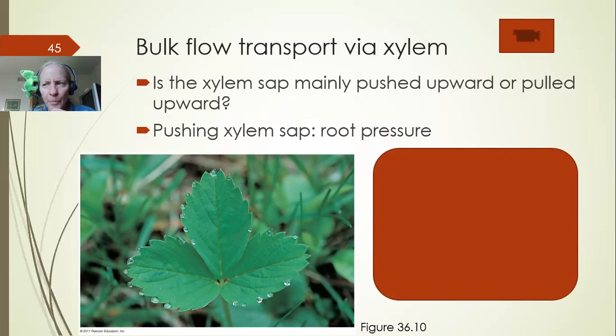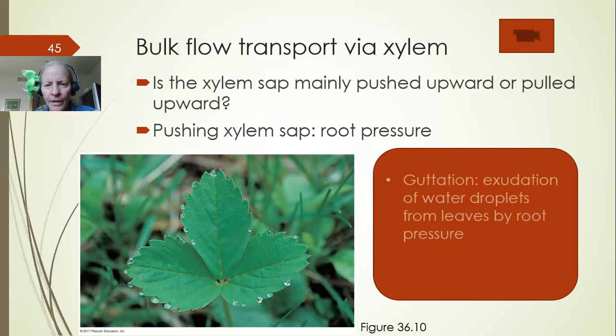So here we see a picture of a leaf. It's actually like 3 leaflets of a compound leaf, and you can see that there are little droplets around the edges, and it might look like dew, but this is actually water that is being pushed up from the roots and pushed out through the stomata of the leaves. And so we call this guttation. This is the exudation of water droplets that have been pushed up by root pressure.